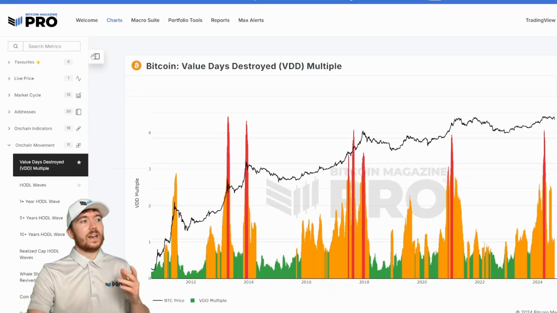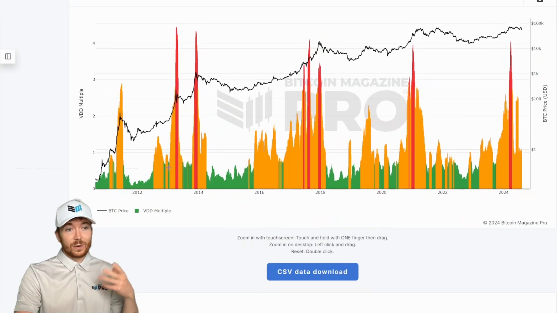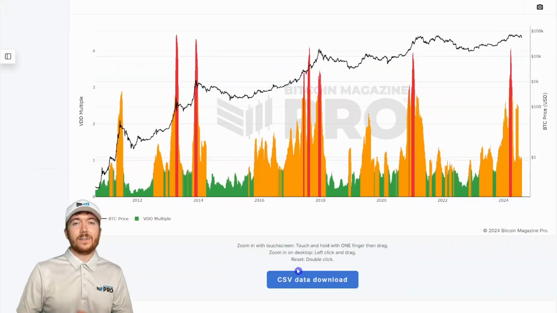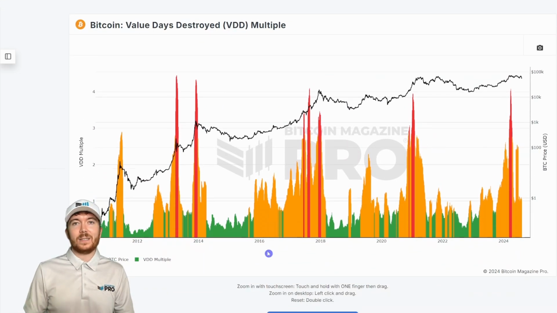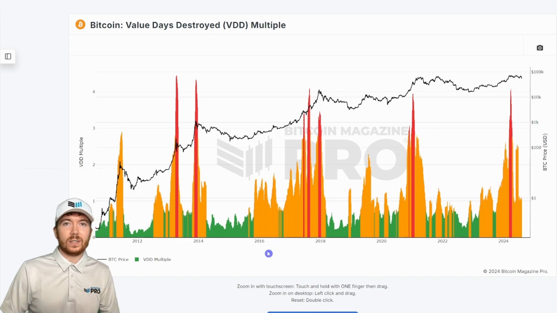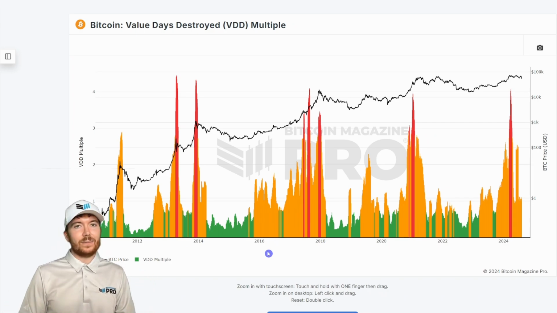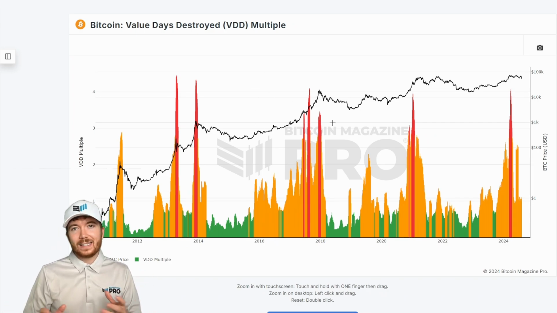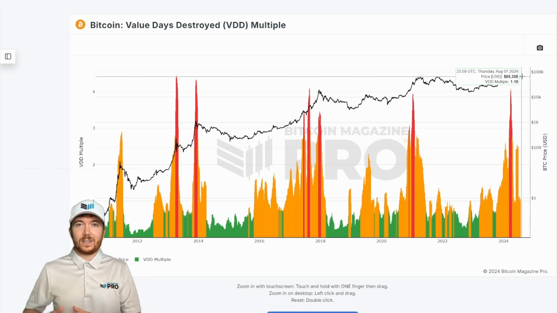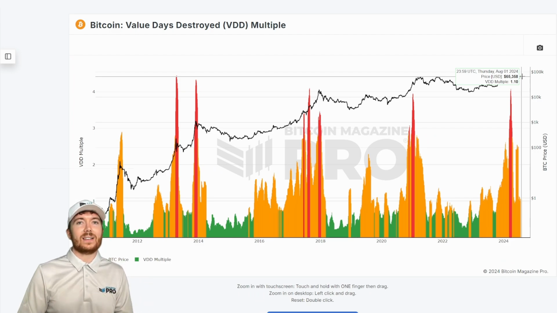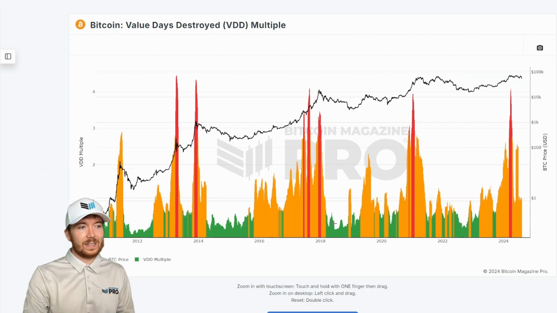And along with that, value days destroyed, derived from the coin days destroyed metric, gives us some great insights into when older BTC, especially BTC that has been held by big whales who hold hundreds or even thousands of BTC for years at a time, starts moving. When we start to see those coins moving, this gives us a little bit of insight into when the more experienced and potentially more profitable traders are actually taking some action on their BTC positions.